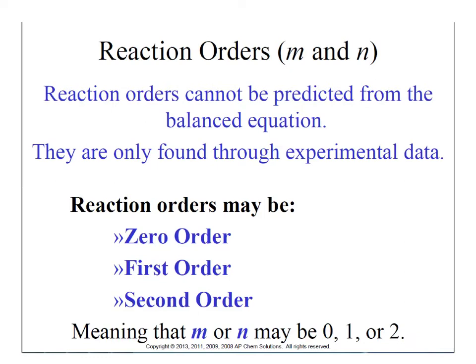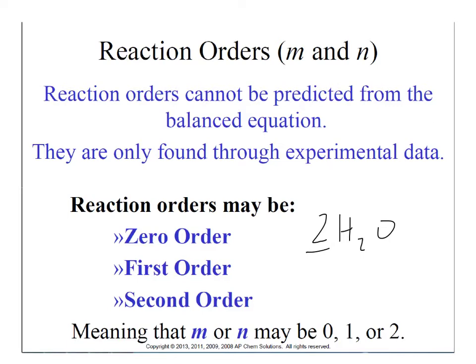I say that several times because here's what happens. Someone looks at an equation and it says something like 2H2O, and they say, oh, okay, water is second order then because there's a 2 right there. No. One more time. They cannot be predicted from the balanced equation. I reserve the right to mock you mercilessly if you ever do that in class now. They can only be found through experimental data.